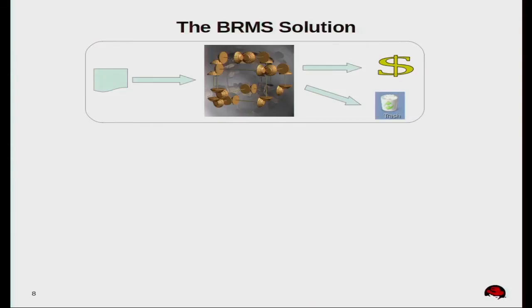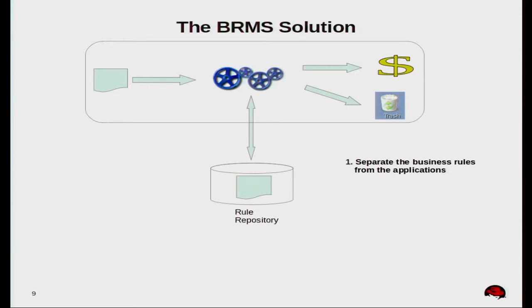The solution is BRMS. So how is this the solution? One, it separates the business rules from applications. So it's literally taking that application logic and pulling it outside of your application and housing it in a rules repository. Anytime that you make a change, like I mentioned before, it's going to version control it inside the rules repository for you using our tool Governor, which we're going to see.